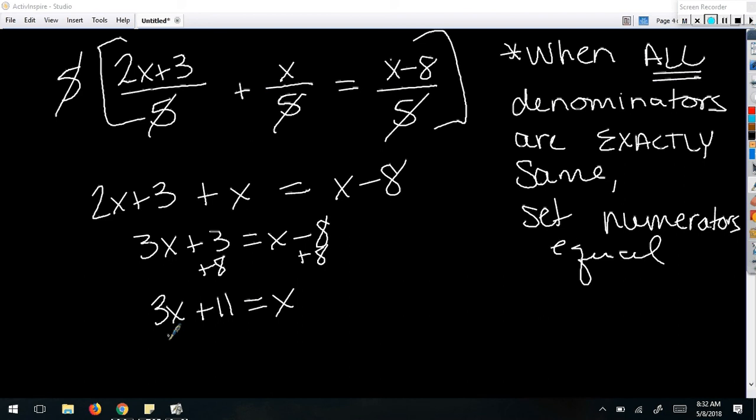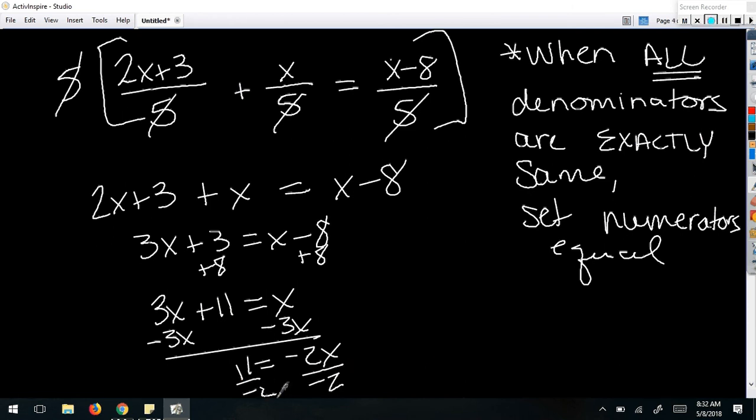I'm going to show you what to do. Subtract 3x. Okay, so how do I get 3x on that side? You subtract the 3x. Good job. So I got 11 equals negative 2x. Now what do you do? Divide by the negative 2. So x is negative 11 over 2.